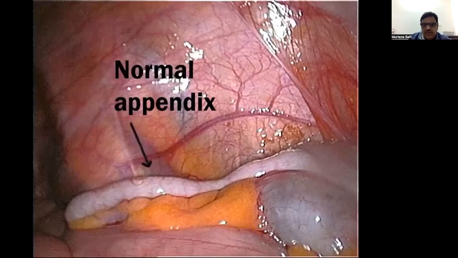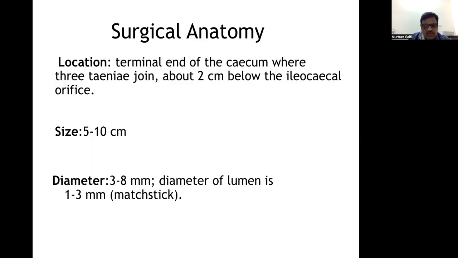Normal appendix, picture showing normal appendix. Surgical anatomy of appendix. Location: it is the terminal end of cecum where three tinea join, about 2 centimeter below the ileocecal orifice. Size of appendix is 5 to 10 centimeter. Diameter is 3 to 8 millimeter, and the diameter of lumen is 1 to 3 millimeter, like a matchstick.